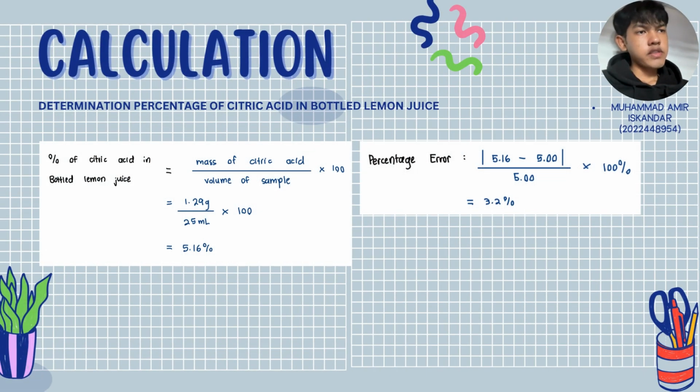After finding the mass of citric acid, now we have to calculate the percentage of the citric acid by using the formula weight over volume of sample times 100. The volume of the sample is equivalent to the volume of the lemon juice pipetted into the volumetric flask in the procedure, which is 25 ml. The percentage of citric acid is 5.60%. Theoretically, the percentage of citric acid content in bottled lemon juice is 5%. So we can calculate the percentage error based on our result, which is over 3.2%.